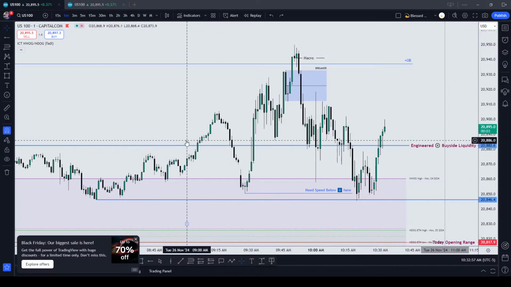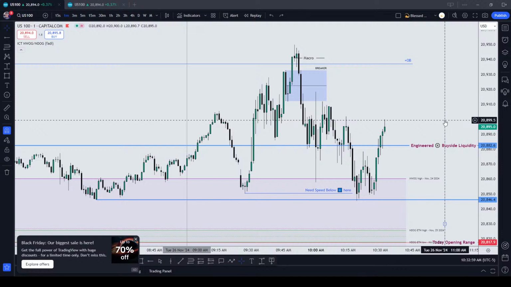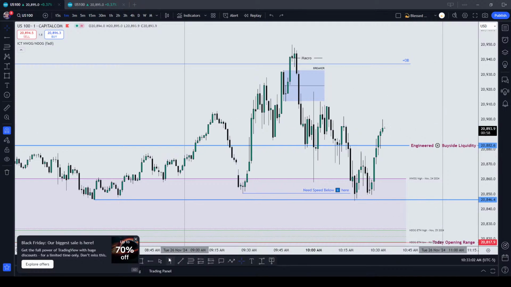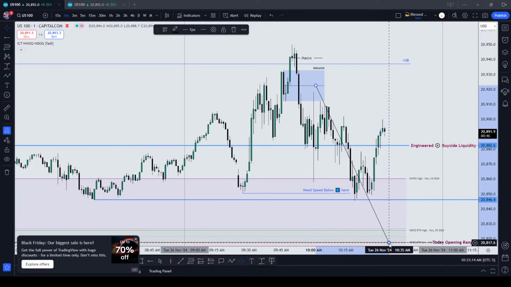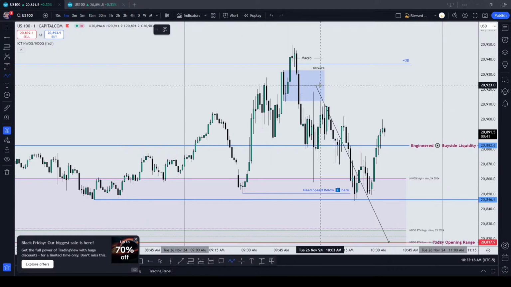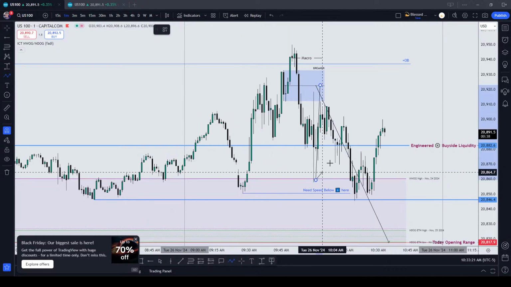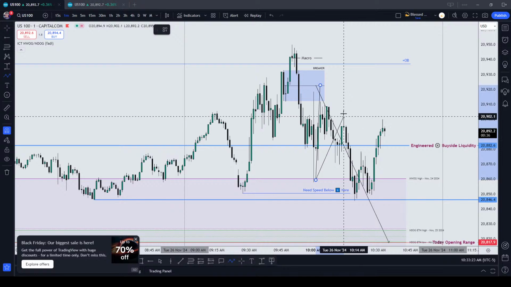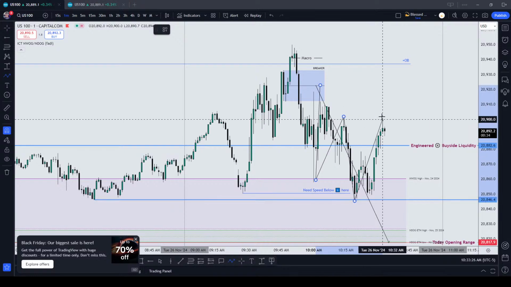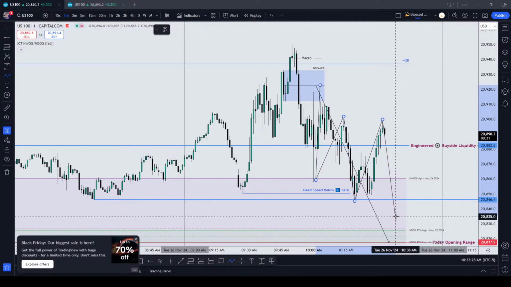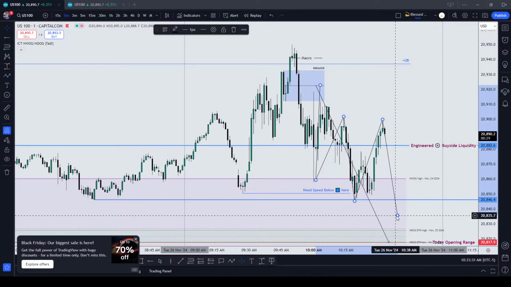Because this is the open of our session, this is the close of our session. What should we be expecting? We should be expecting just a one directional move like this, not something like this, not a dump like this, then a move like this. This is not what we are looking for. No, this is not the kind of price action we are looking for in our trade.